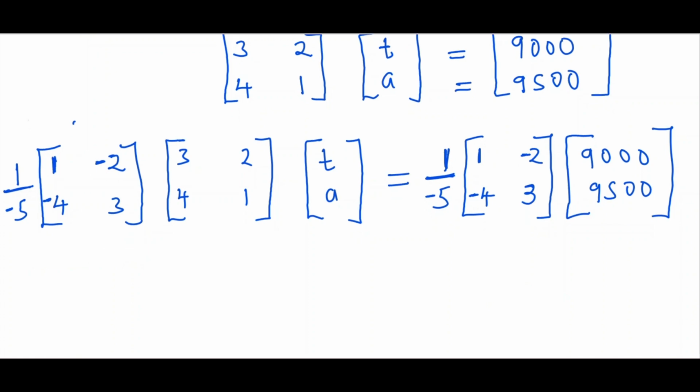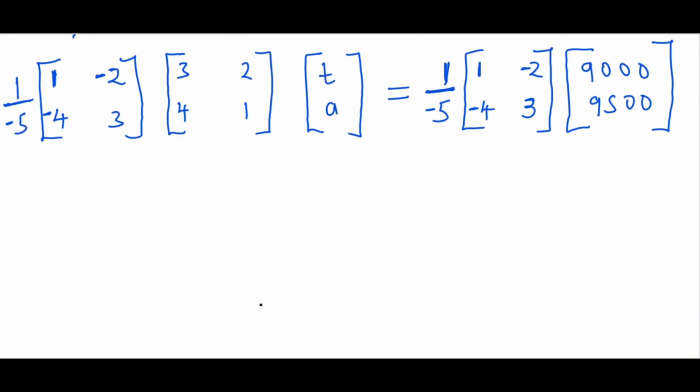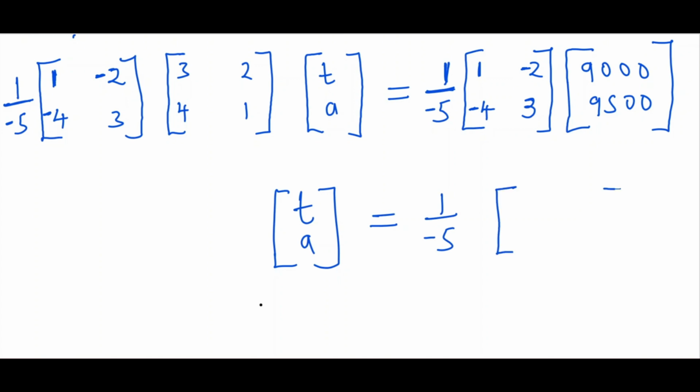What will happen on the first side, which is the left hand side of the equation, is that the inverse times the matrix will disappear and we will only be left with our coefficient matrix, which has T and A. If you want to learn how to multiply these matrices, please watch our video on matrix multiplication. On the other side, we shall be left with 1 over negative 5, and then these two matrices here will be combined. The first matrix times the second matrix will give us a new matrix.